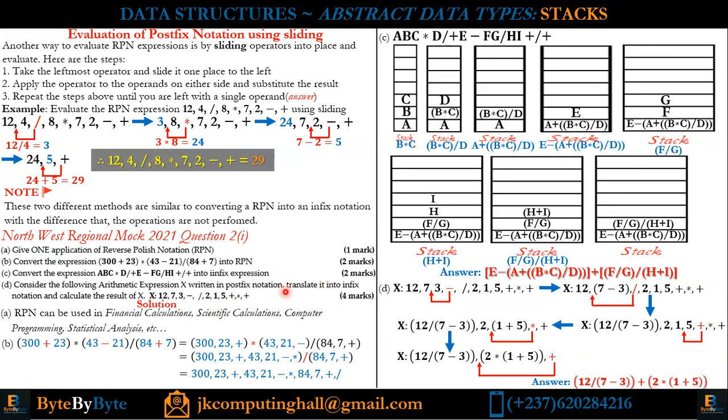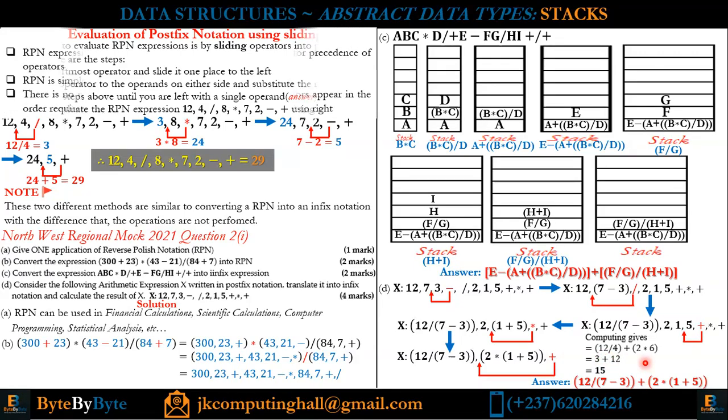And the question says, and calculate the result of x. When we compute, this is 4. So 12 divided by 4, this is 3. 2 times 6, which gives 12, plus 3, which gives us 15.